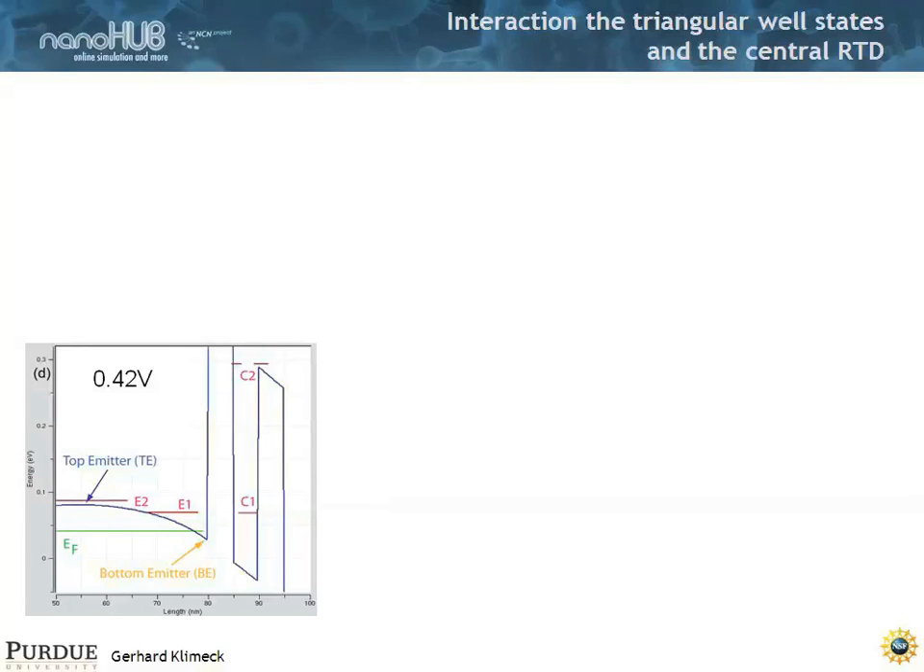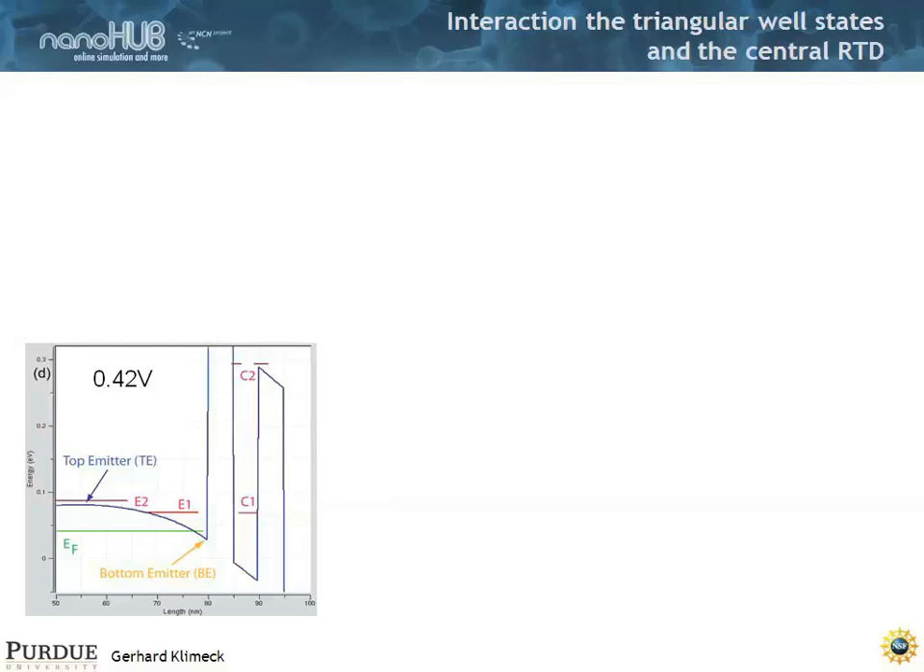So now let's look at the interaction of this triangular well and the center RTD. I'm applying a voltage of 0.42 volts. At that voltage, I have aligned the center resonance with the emitter resonance 1, and it's under the emitter resonance 2. There are actually 2 bound states in this emitter.